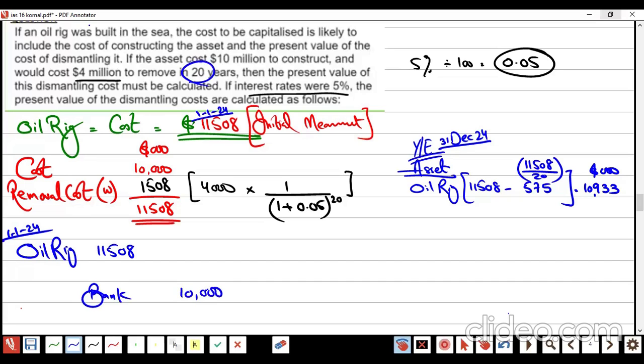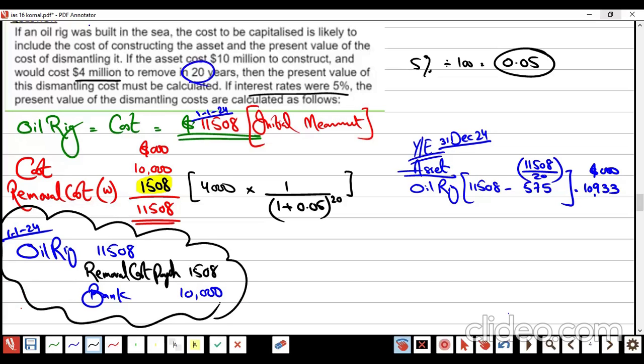Yeah. Why 10,000? Why not 11508? Because 11508 we're gonna pay after 20 years. I mean, it's the present value of something we are gonna pay later. That is the liability, no? Yeah. That is the removal cost payable, 1508. Am I right? Yeah.